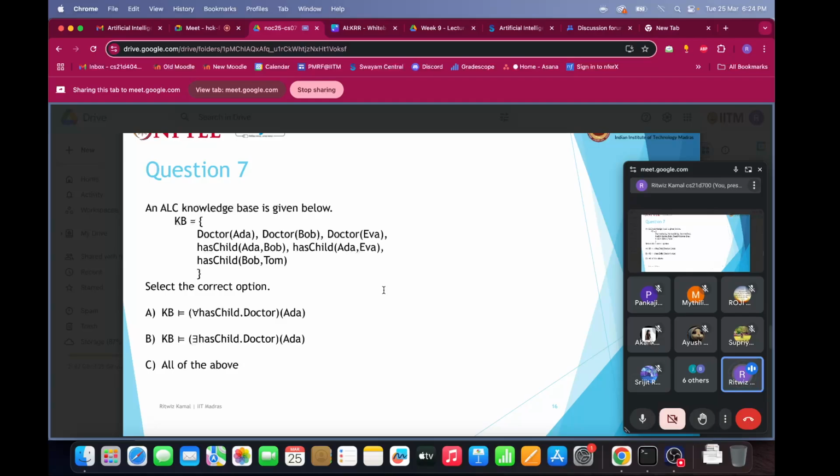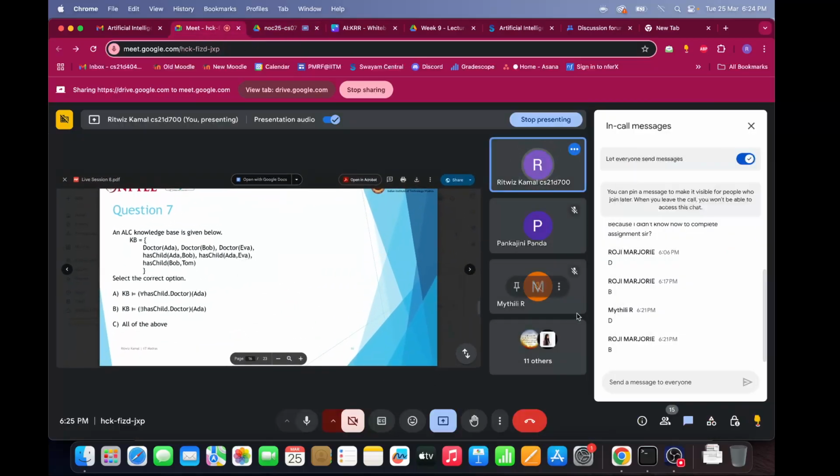The facts given in the knowledge base are that the person named Ada is a doctor, the person named Bob is a doctor, and the person named Eva is a doctor. And then Ada has a child named Bob, Ada has a child named Eva, and Bob has a child named Tom. So which of these do you think would be entailed? I'll let you think about it and then we can discuss the solution after a couple of minutes.